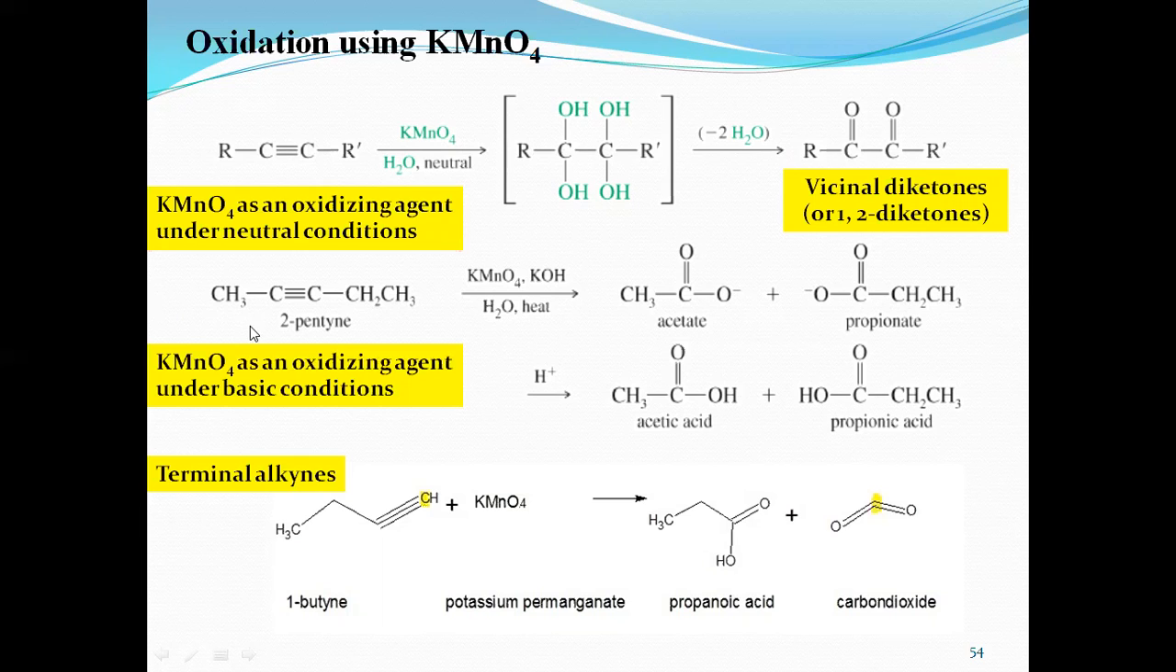But in the case of internal alkynes like this one and this one, there will be two kinds of acids. First, their anions will be generated, anions of those acids, and in the last step, we will get different kinds of carboxylic acids.